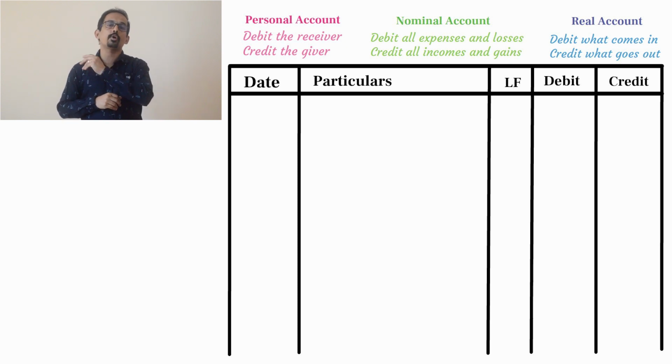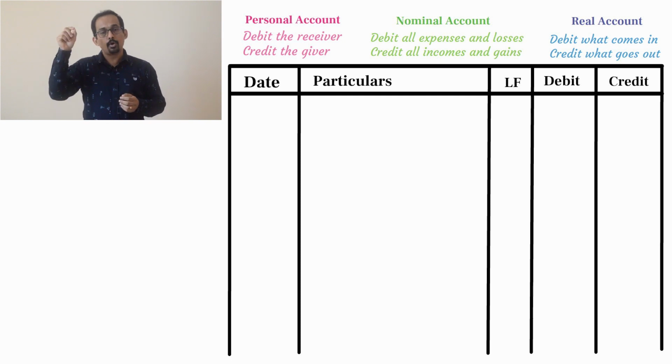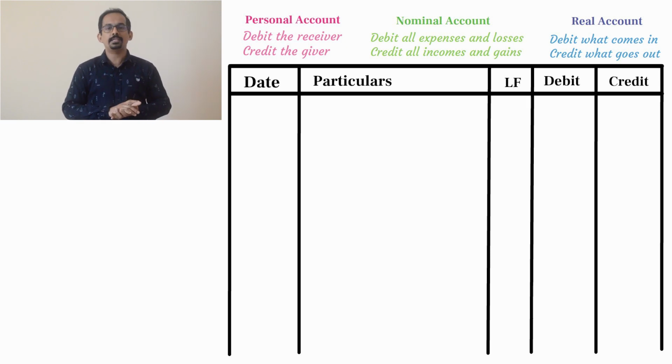Now let's see what each column is used for. The first column, the date column, is where the date of occurrence of the transaction is entered. Second, in the particulars column, the accounts that are debited and credited are mentioned along with the narration of the transaction. The third column, ledger folio, is where we mention the page number in the ledger where the relevant account can be seen. In the debit column, we mention the amount for which the relevant account is being debited, and in the credit column, we mention the amount for which the relevant account is being credited.